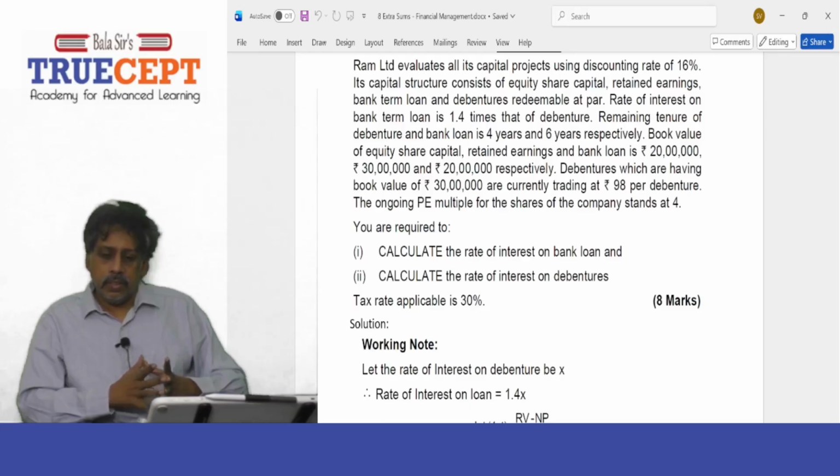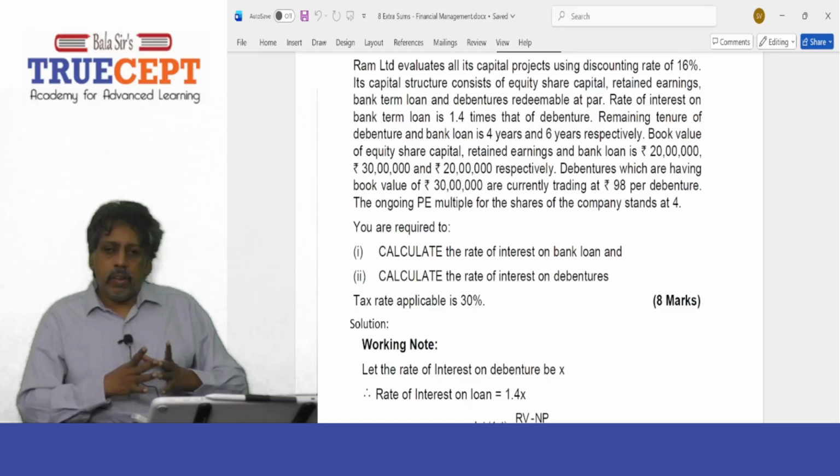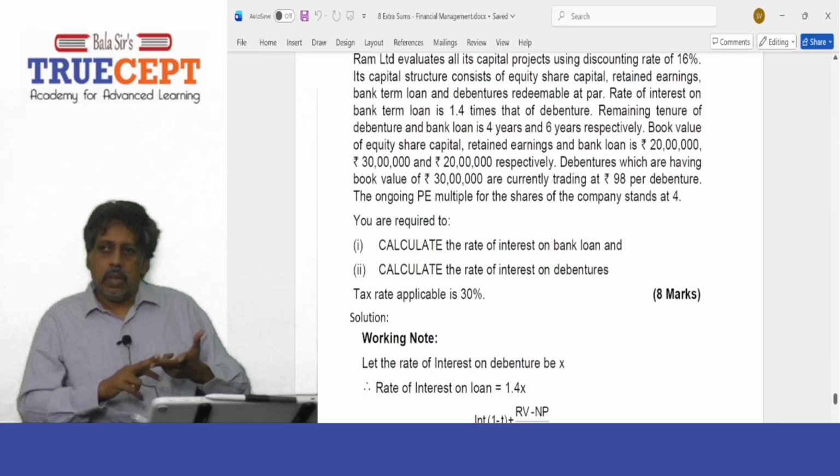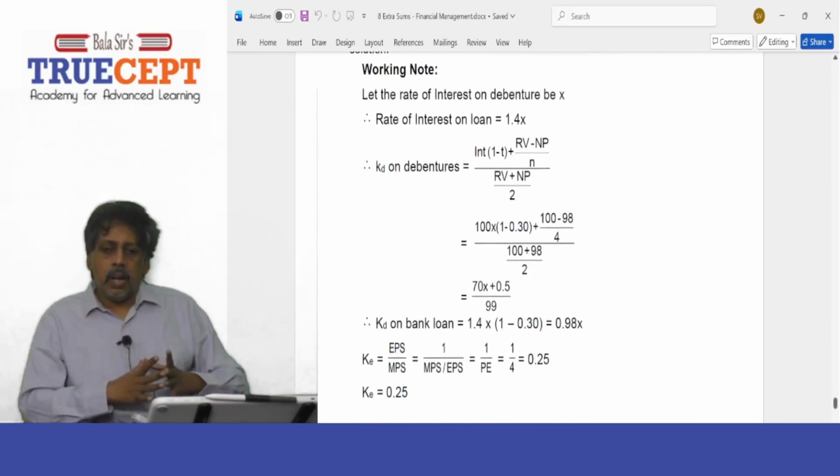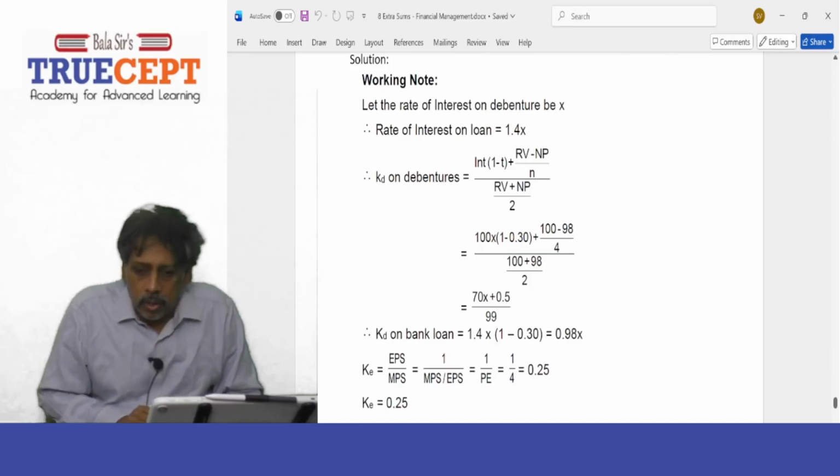Then next. You are required to: 1. Calculate the rate of interest on bank loan. 2. Calculate the rate of interest on debentures. Tax rate applicable is 30%. Tax rate is 30%, given. And that is the question. Now let us go ahead and take on the solution.